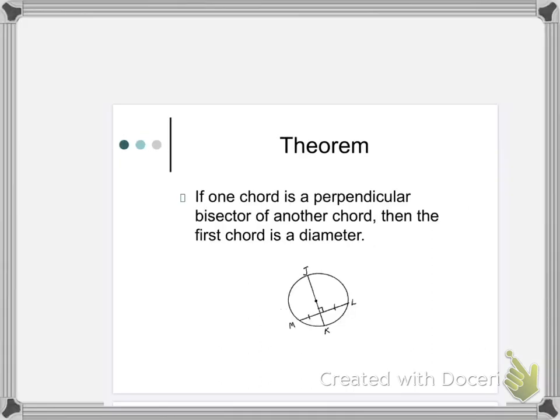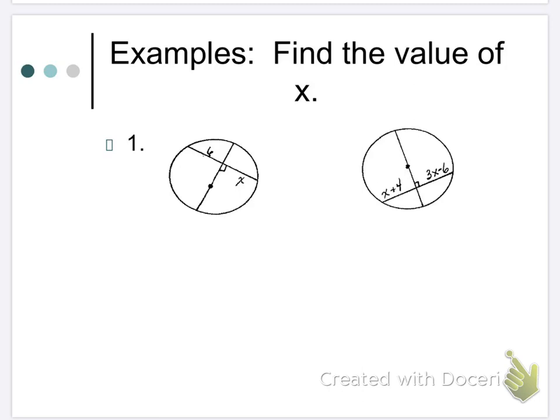If one chord is a perpendicular bisector of another chord, then the first chord is the diameter. So this is kind of the converse. So if you find out that these are already perpendicular bisecting, that has the right angle, has these congruent marks, then this one here has to be the diameter. It's the only one that has that property.